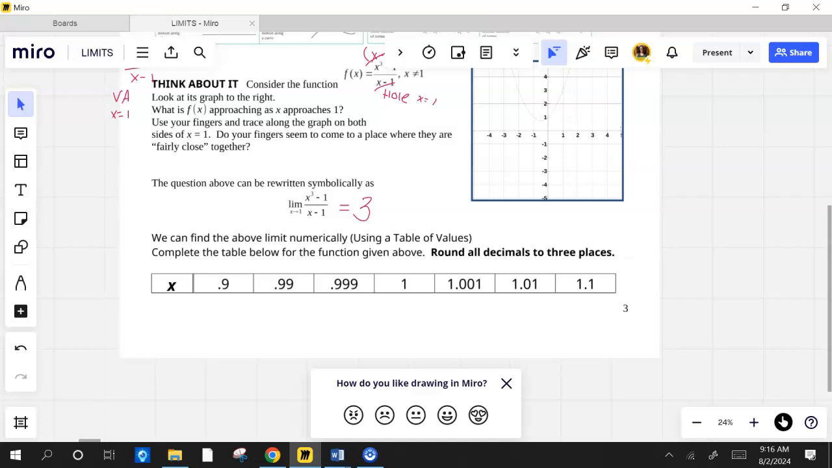Oh, it says error. One says error. If you put in 1, everybody on that table, hit 1. Error. Why is it an error? Because you can't be there, it's a hole. Okay, so we put 0.9, 0.99, 0.9999, and then 1.0001 and tell me what you see.